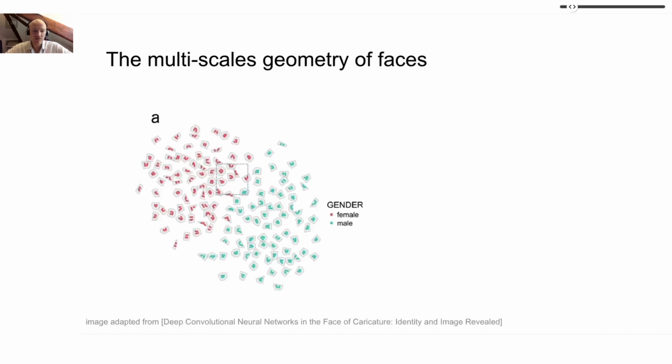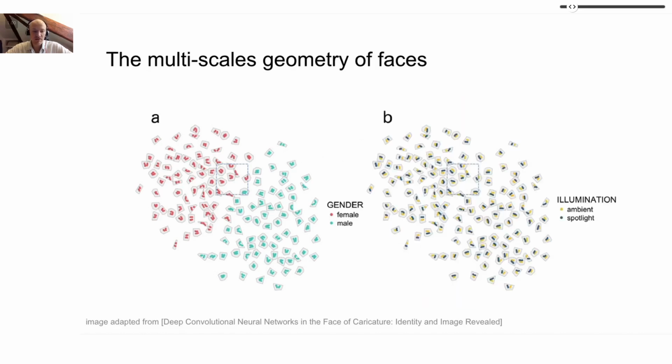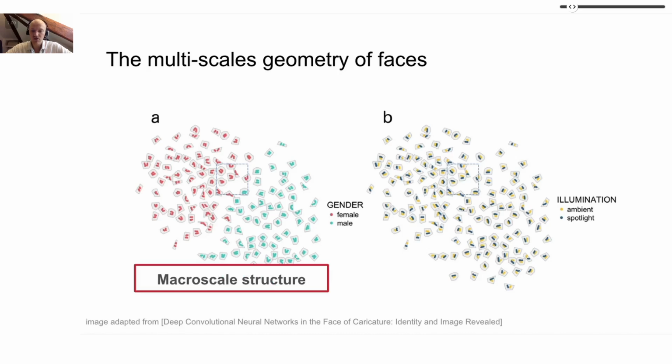And indeed, in practice, we observe two scales in the embedding space. At the macro scale, we see a point cloud of identity clusters, one per identity. At the micro scale, when we zoom on a single cluster, we see different images of the same person. Another observation is that the impact of attributes depends on the scale considered. For example, as illustrated here, gender on the left influences the macro scale more, while illumination on the right affects the micro scale more.